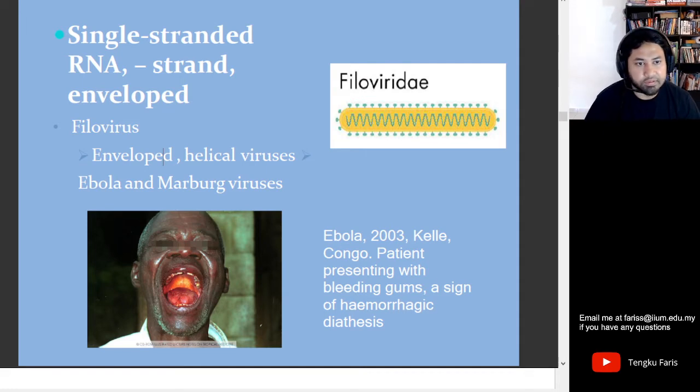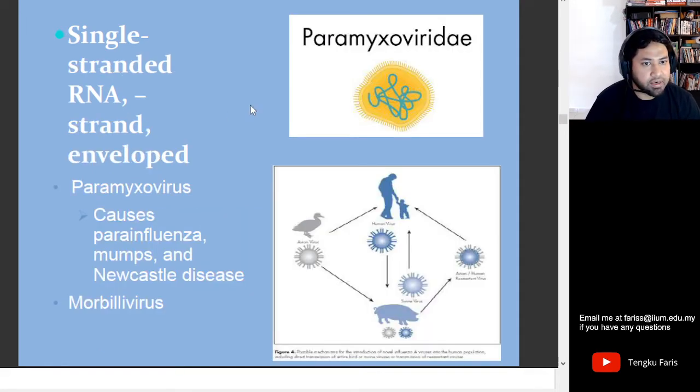Right, so this is just an example. Single-stranded RNA, negative strand, envelope, Paramyxoviridae. It causes parainfluenza, mumps, and Newcastle disease. Another example is Morbillivirus. You can see in the picture from the animals, it can straight away infect the humans, and from the human it can go and infect some other animals, and this cycle continues again and again.